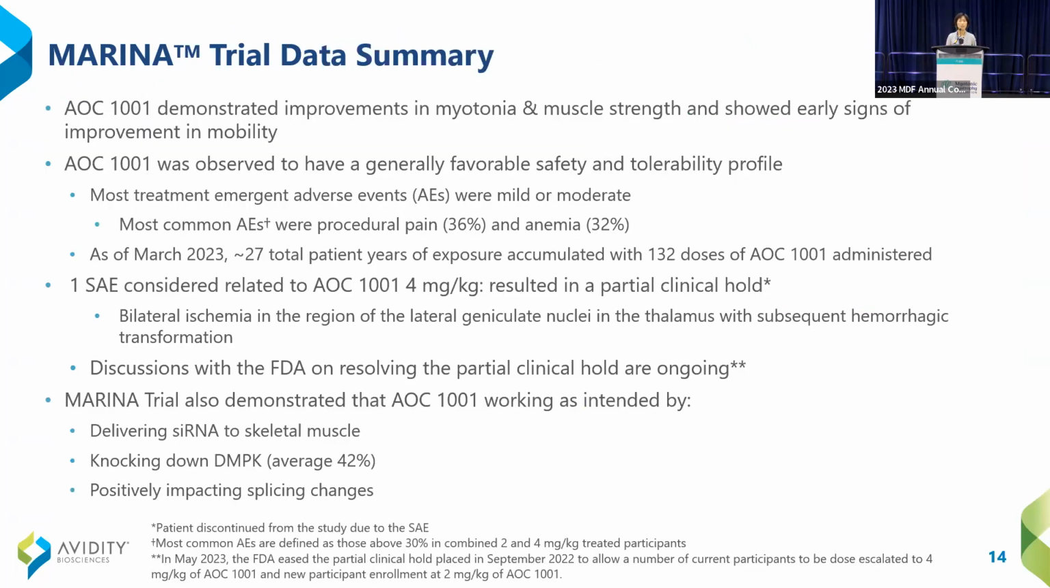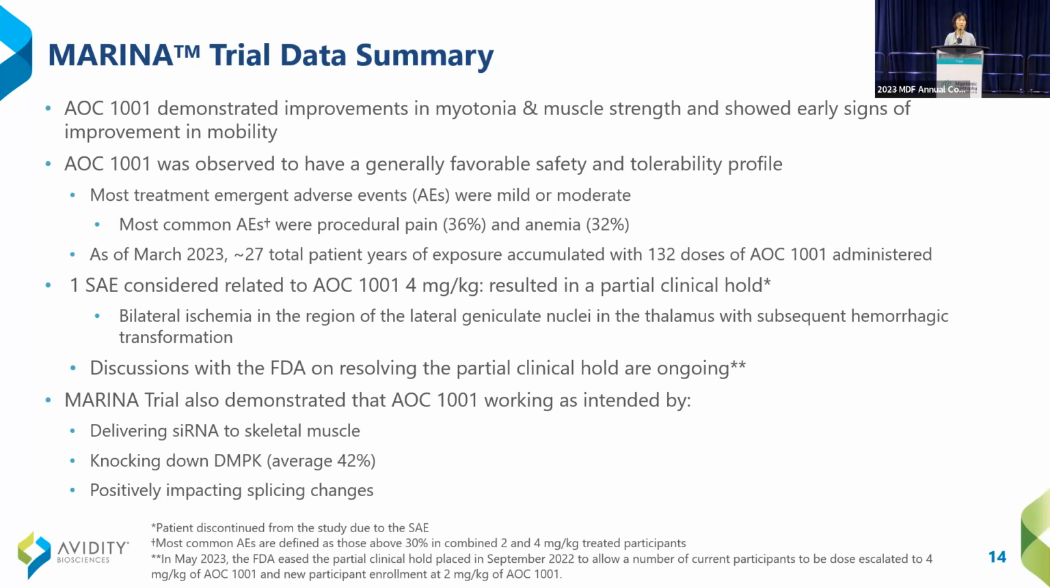This is a summary of the data from the MARINA trial. First, AOC 1001 demonstrated improvement in myotonia and muscle strength and showed early signs of improvement in mobility. AOC 1001 was observed to have a generally favorable safety and tolerability profile, with the most common AEs being procedural pain and anemia. Most of the AEs were mild to moderate in severity.